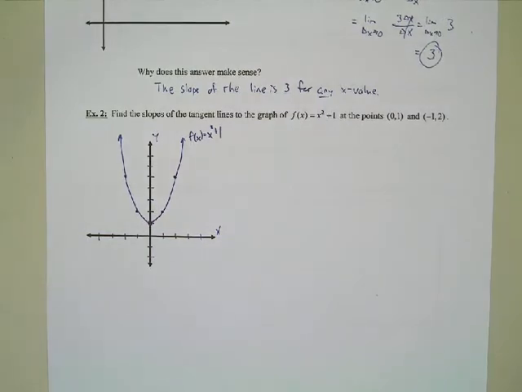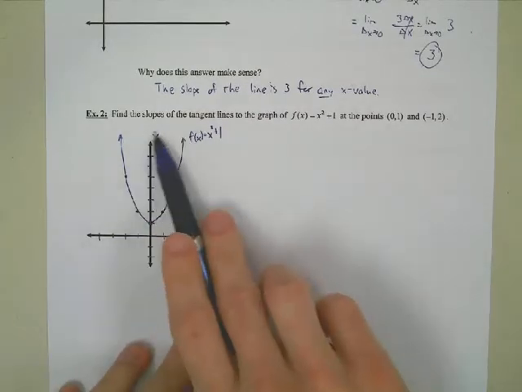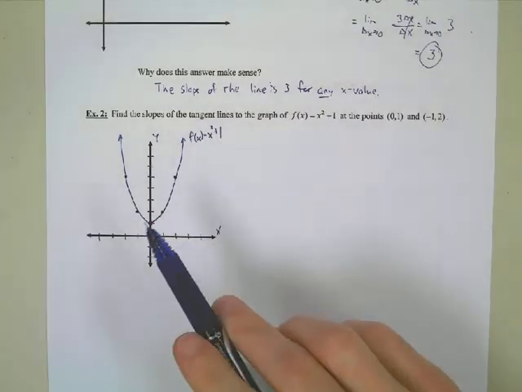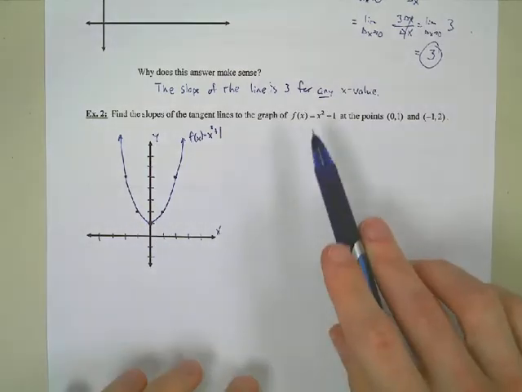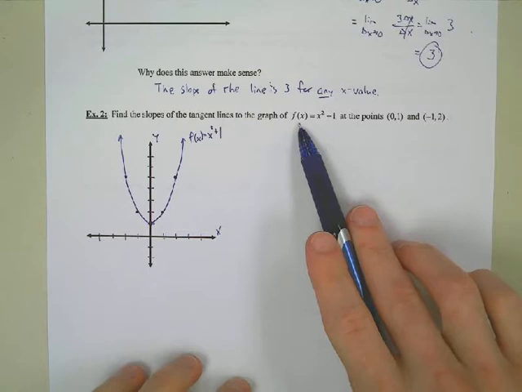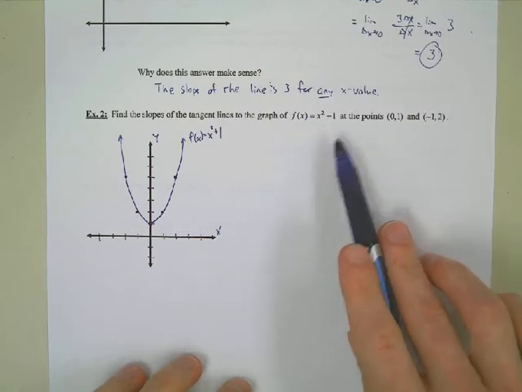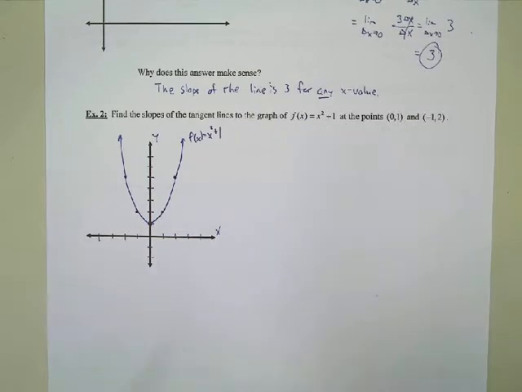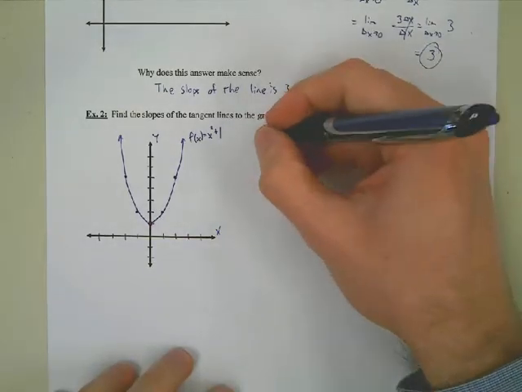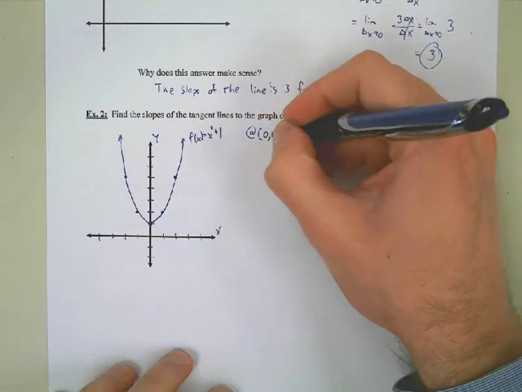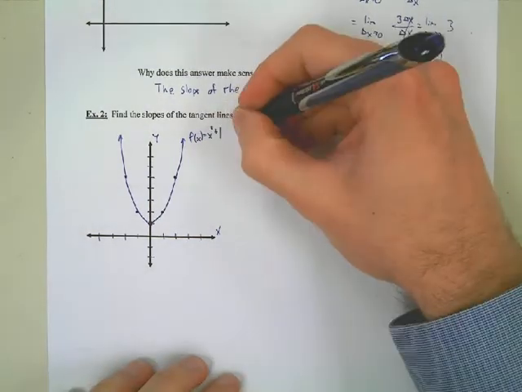Now, it says here that we're going to find the slopes of the tangent lines, that is, find the derivative, that is, find the instantaneous rate of change, that is, find the slope of f, in this case x squared plus 1, at the points 0, 1 and negative 1, 2. Those are two separate problems, okay? We're going to do 0, 1 first, the slope at 0, 1.